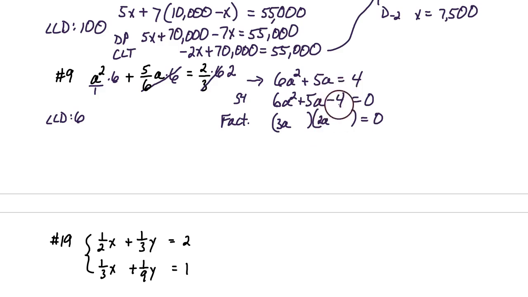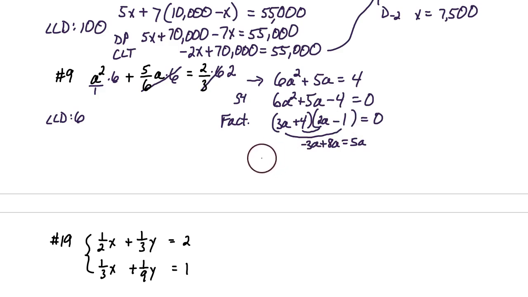There are different possibilities to make negative 4. It could be a 4 and a negative 1, could be negative 4 and positive 1, or it could be using some 2's. Let's try one of those possibilities. Let's put positive 4 in this spot and negative 1 in this spot. Here's why I did that. Because the outer product is negative 3a, and the inner product is positive 8a. And those add together and make 5a. And that's what the middle term was. So this is the correct factored form.